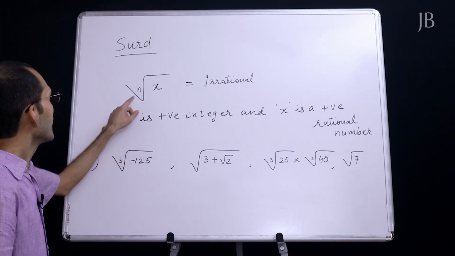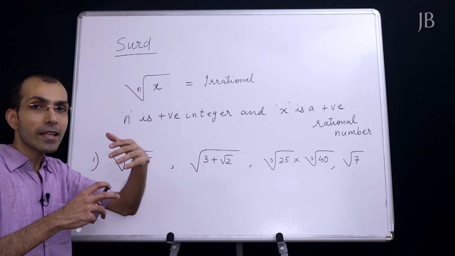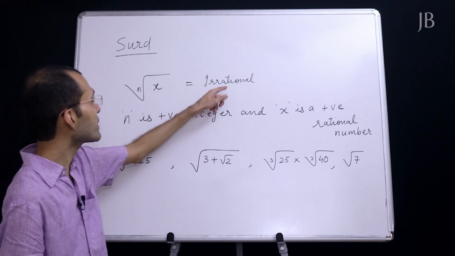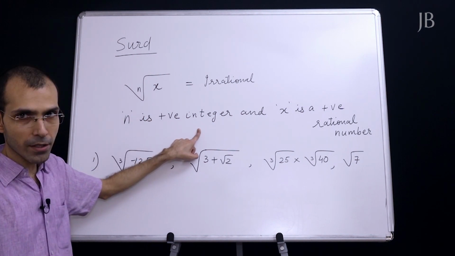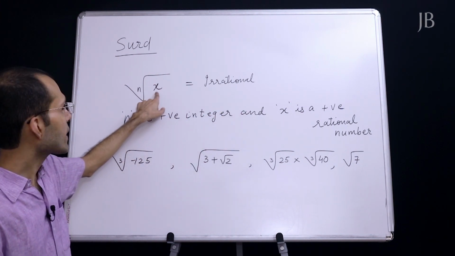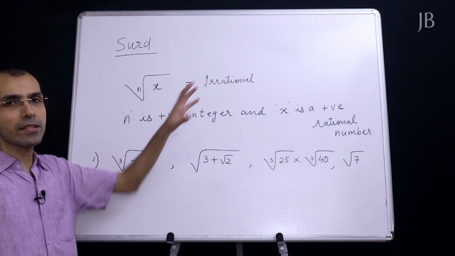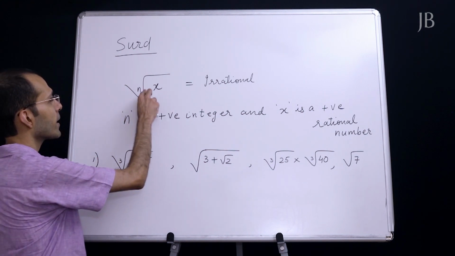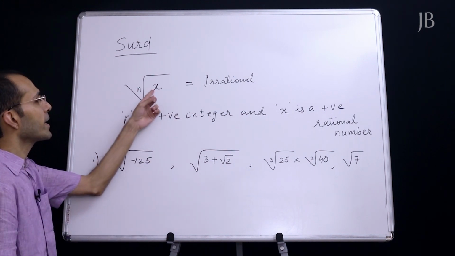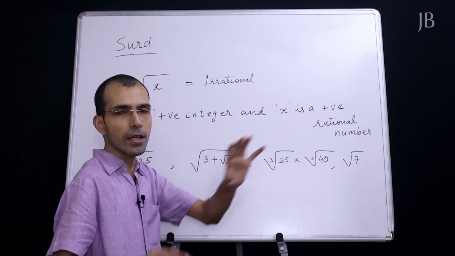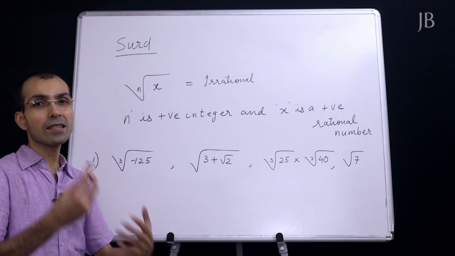I repeat, the nth root of x: if the answer is irrational and n happens to be a positive integer and x happens to be a positive rational number, then under such conditions, three conditions have to be satisfied. The answer has to be irrational, n has to be a positive integer, and x has to be a positive rational number. If all these three conditions are satisfied, then the nth root of x is known as a surd.